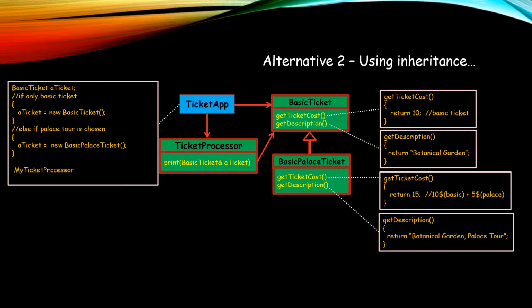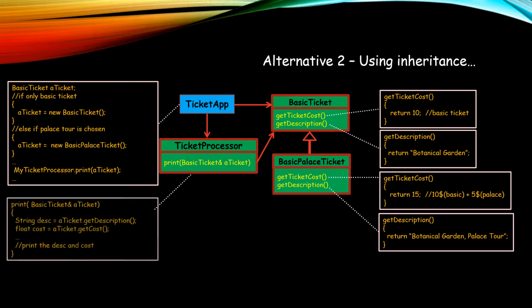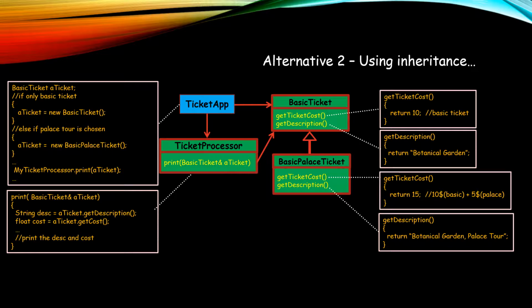It then calls the print method of ticket processor, passing the base class reference. The print method remains the same. That is, as before, ticket processor calls methods to get the cost and description of the ticket object and prints the ticket. Now, depending on what the variable refers to, either basic ticket or a basic Palace ticket object, the methods of the appropriate class get called.